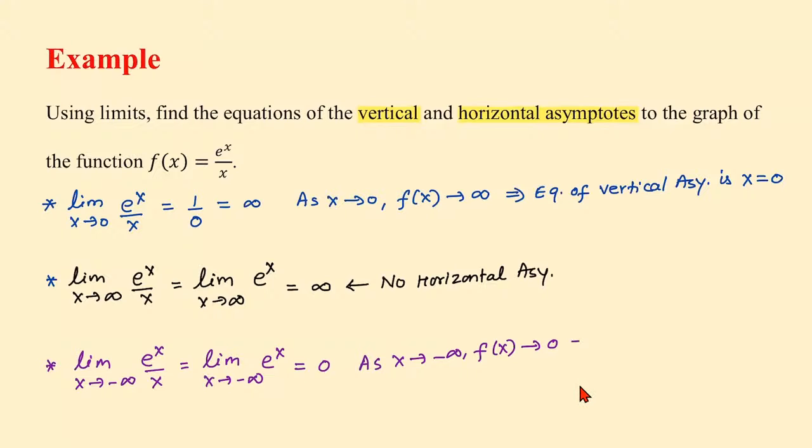So this implies the equation of the horizontal asymptote is y equal to 0. So this is how we can find the equation of the vertical and horizontal asymptote to the graph of the function. Always remember that we look for the infinite limit for the vertical asymptote, whereas for the horizontal asymptote, we have to find the limits at infinity.